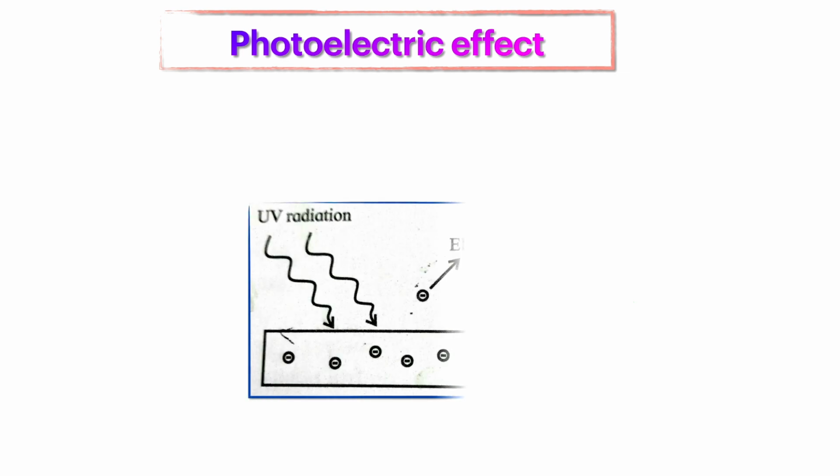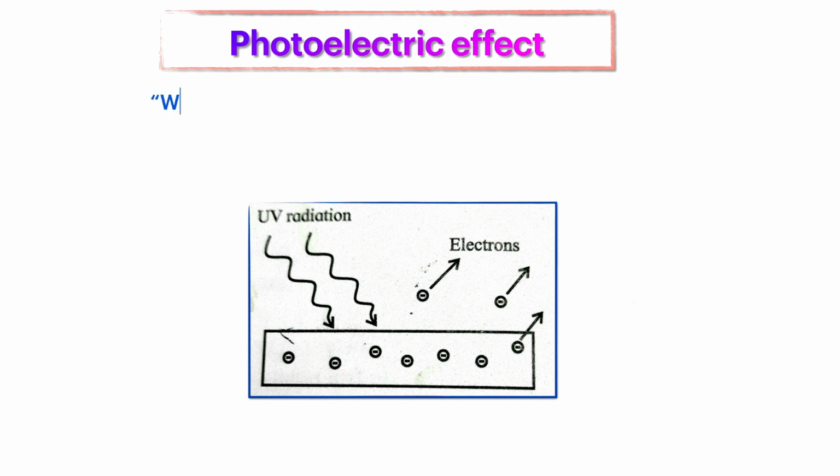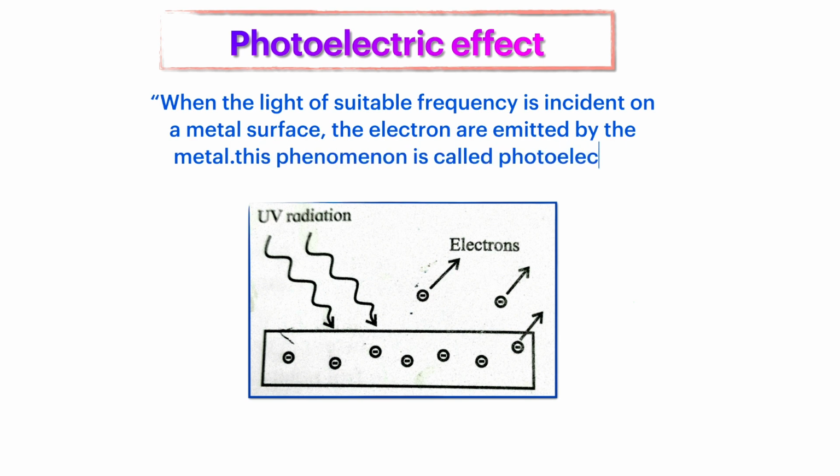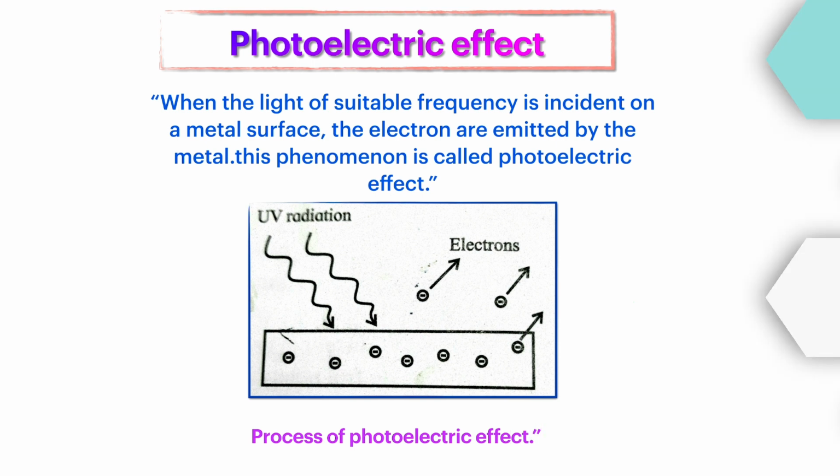If you remember, we spoke about this little effect called the photoelectric effect. Yes, when light of suitable frequency is incident on a metal surface, electrons are emitted by the metal. This phenomenon is called the photoelectric effect. The diagram over here is showing the photoelectric effect, where the metal is kept over there and the UV radiation is incident on it. So the electrons are ejecting.